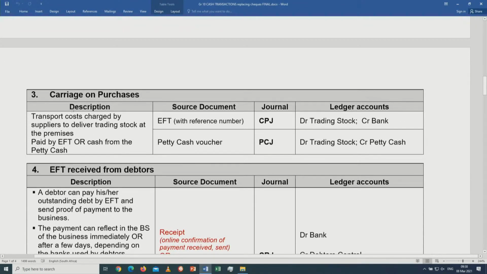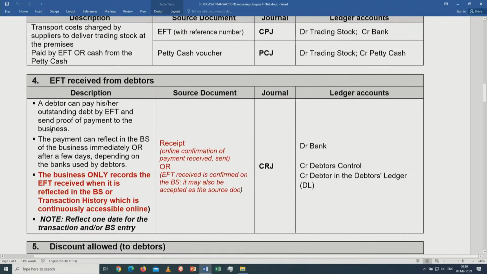Then we have carriage on purchases. These are transport costs charged by the supplier to deliver the trading stock that you have bought to your premises, which you paid by EFT or cash from the petty cash. The source document that you are going to use is the EFT with reference number, and the journal is the cash payment journal, and then the petty cash voucher. If you have used cash, then you will use the petty cash journal. For the EFT ledger, you debit the trading stock, you credit the bank. Here you debit the trading stock, you credit the petty cash, because you have used the money from the petty cash.